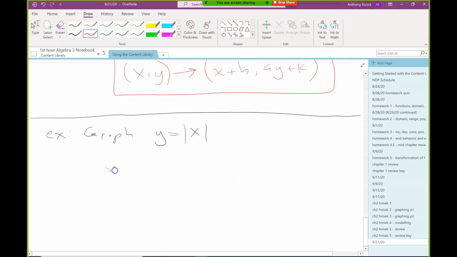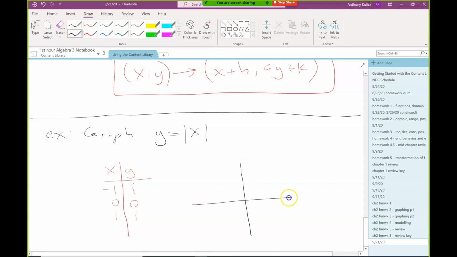So to graph this, all I'm going to do is make myself a little XY table. And the x values I'm going to use are -1, 0, and +1. When I plug -1 in for x and take the absolute value, I get a +1. When I plug 0 in for x and take the absolute value, I still get 0. And when I plug +1 in for x and take the absolute value, I still get 1.